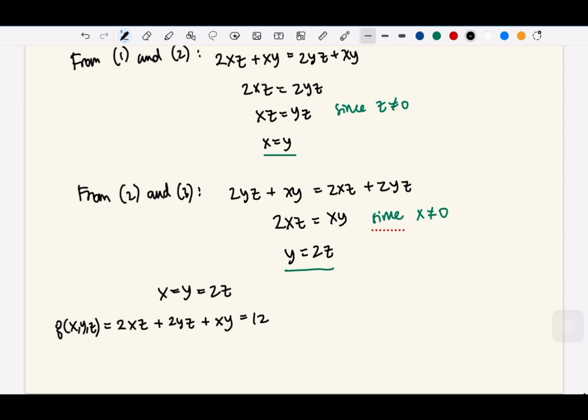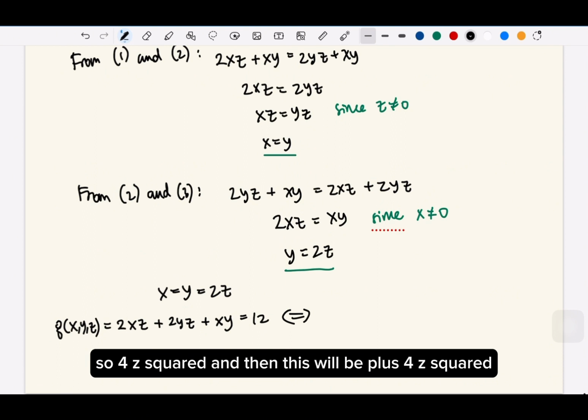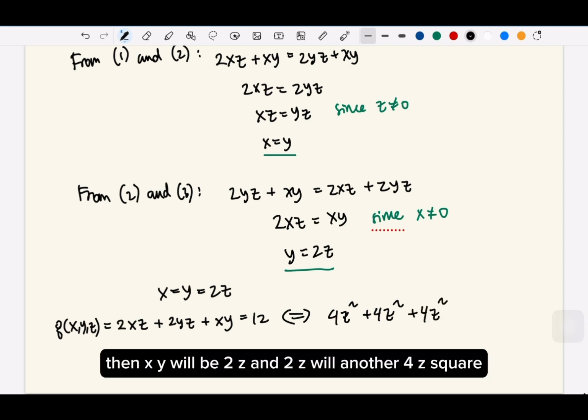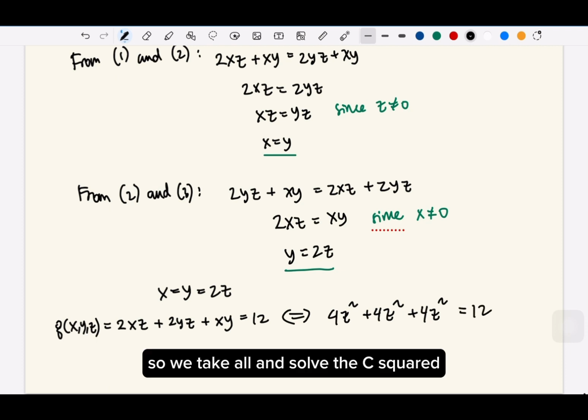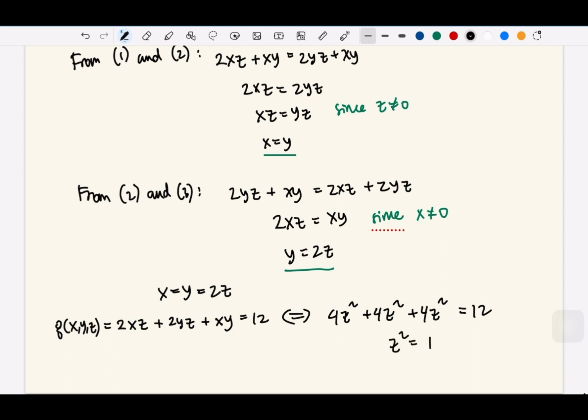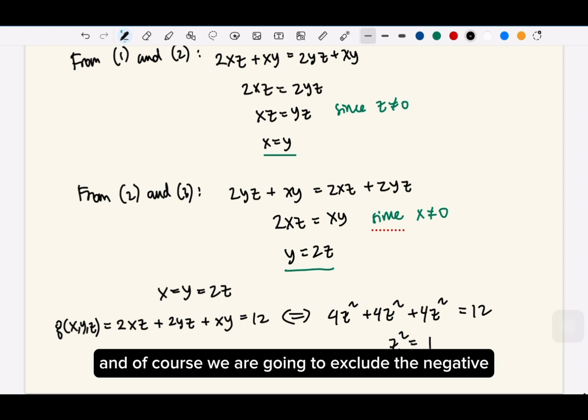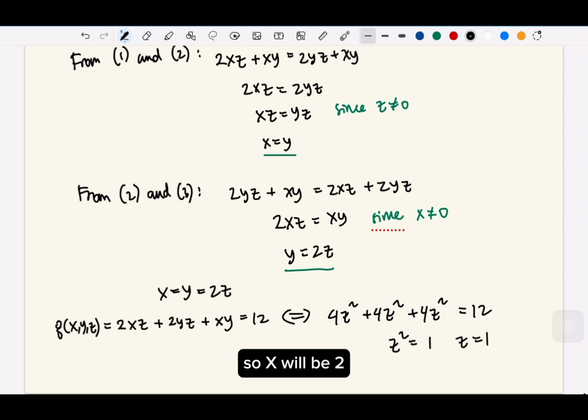So we can rewrite: 4z squared, and then this will be plus 4z squared, and then xy will be 2z, and 2z will be another 4z squared, and it's equal to 12. So we take all and then solve this, z squared will be equal to 1. And of course, we are going to exclude the negative because this is a geometric shape. So z will be 1. So x will be 2, y will be 2.